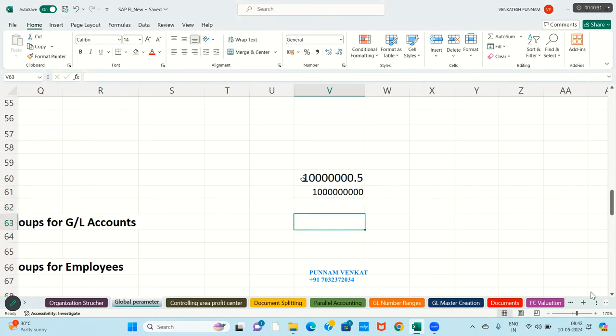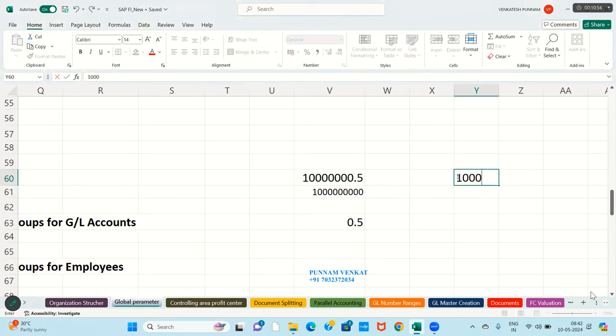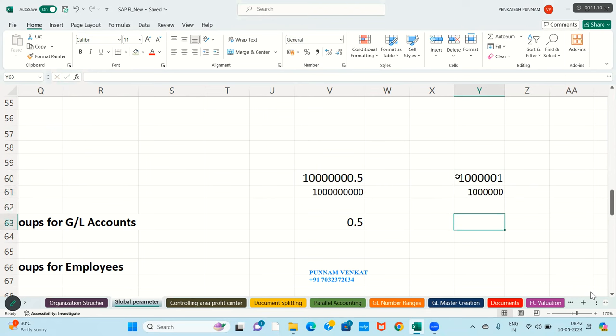Would the people ask for 50 paisa? Maybe no. Similarly, for example, I want to receive an amount of 10 lakhs, 1 rupee. Then I received 10 lakhs. So am I asked for 1 rupee? No.